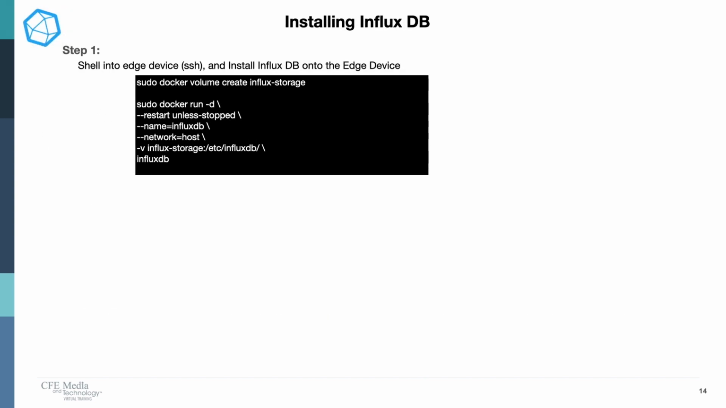Then to install InfluxDB, it's a similar process. Again, we would shell into the device. We would create a volume, which is where we're going to store our data. We'll call that influx-storage. And then we use the same style of docker run command. We're going to give it a different name, and we're going to attach a different volume, influx-storage, to the /etc/influxdb directory in the influx container.